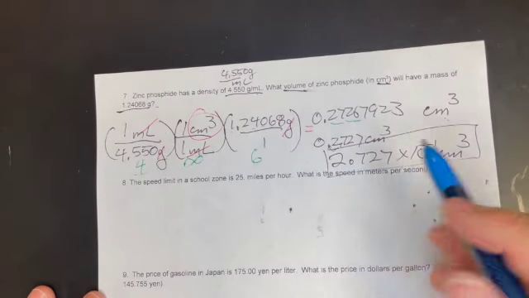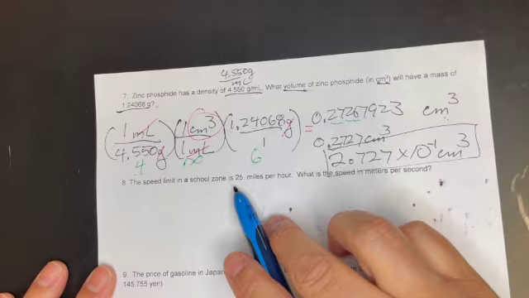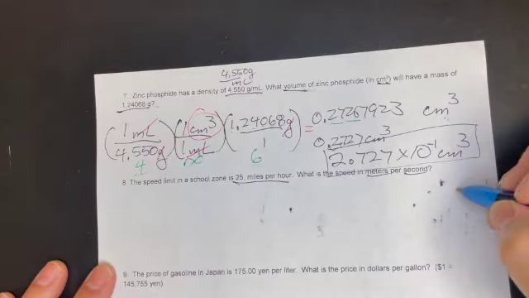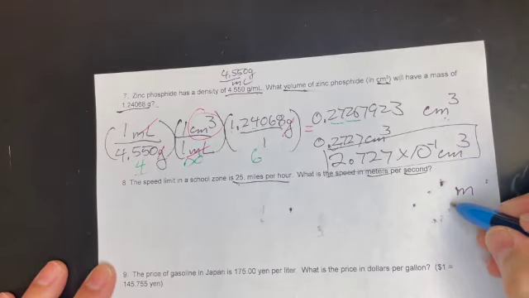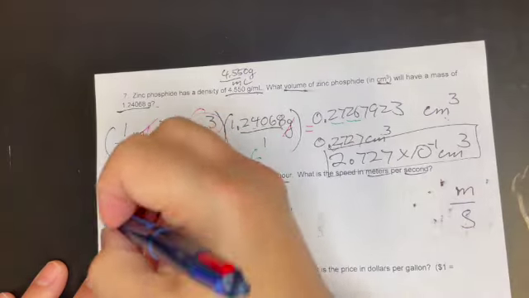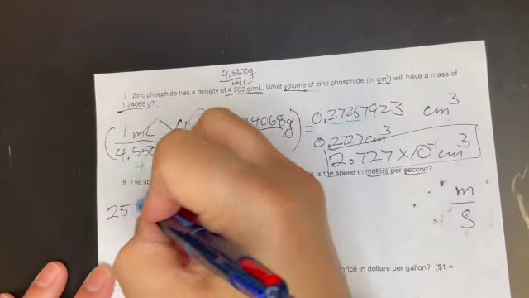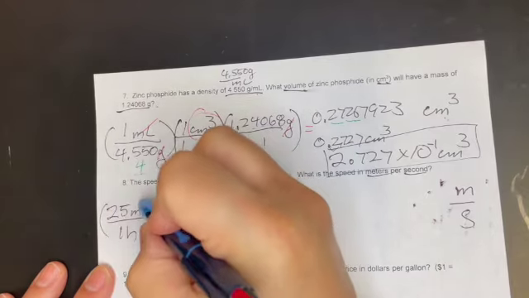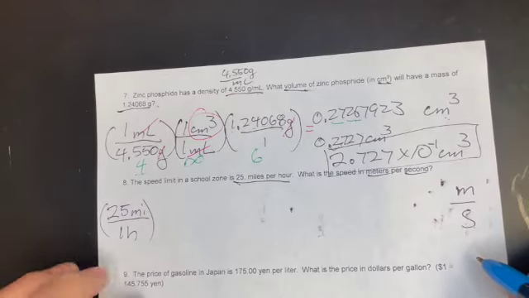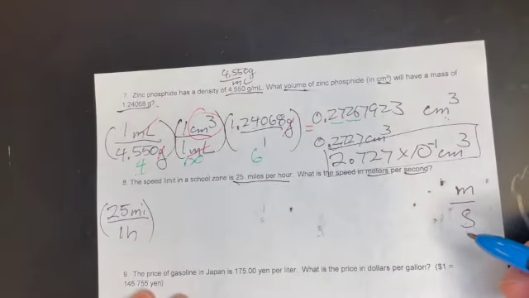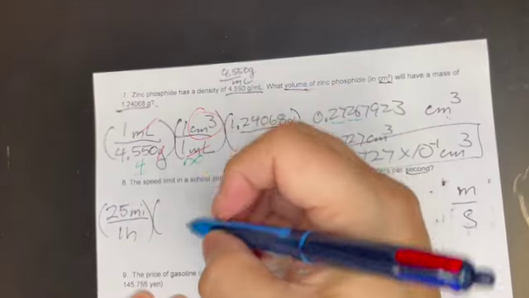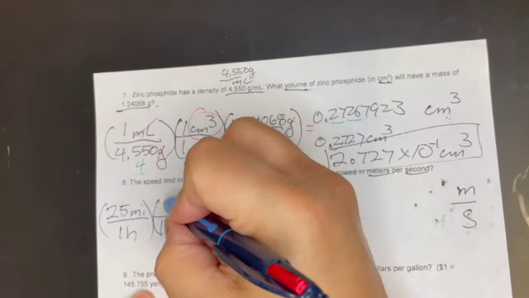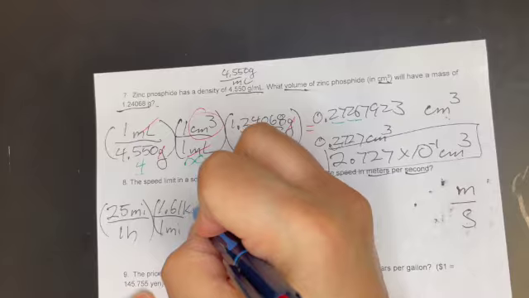Our next problem. Speed limit in school is 25 miles per hour. So we have one number there. We want to change it to meters per second. So to put it in meters per second, that means we got to change our 25 miles per 1 hour. All right. So let's convert the miles. In your reference page, it says that 1 mile is the equivalent of 1.61 kilometers.